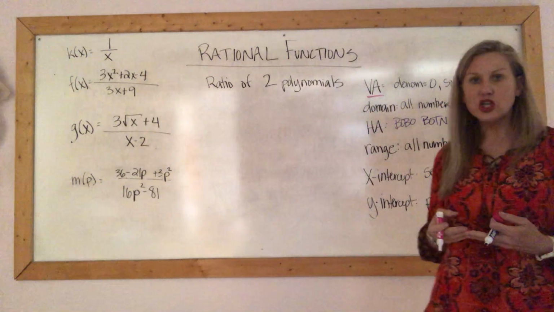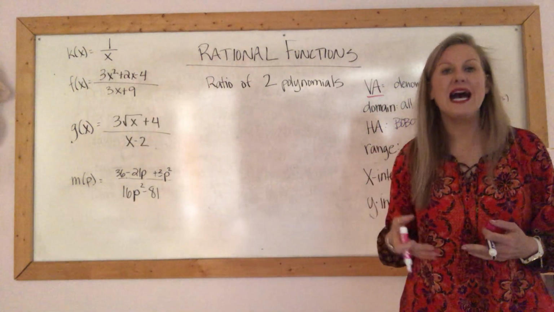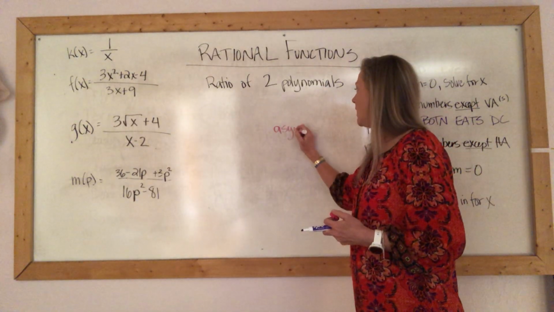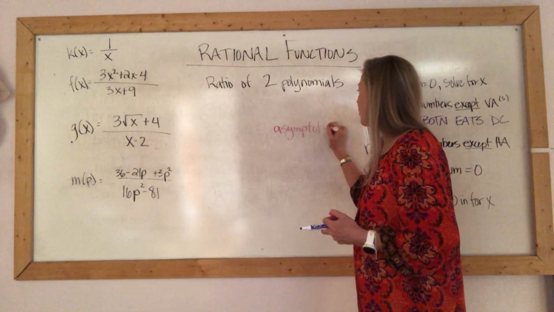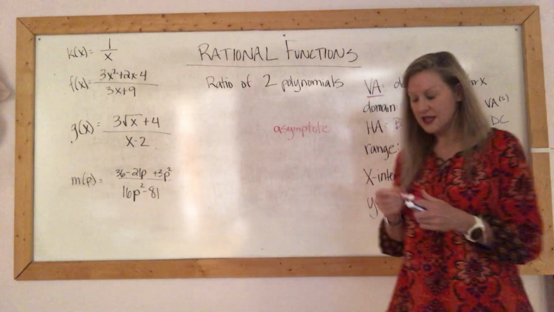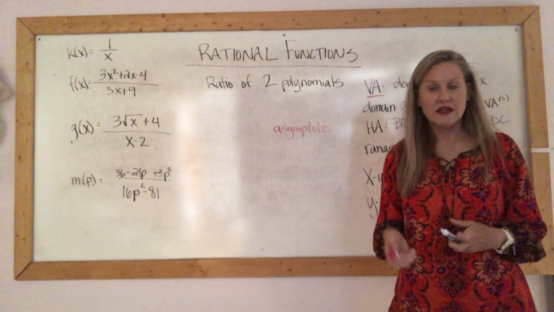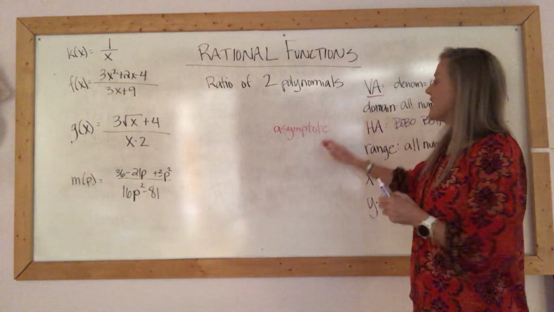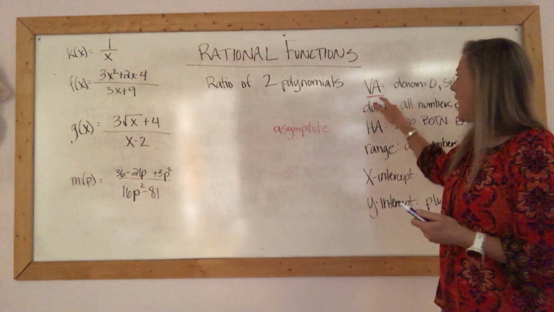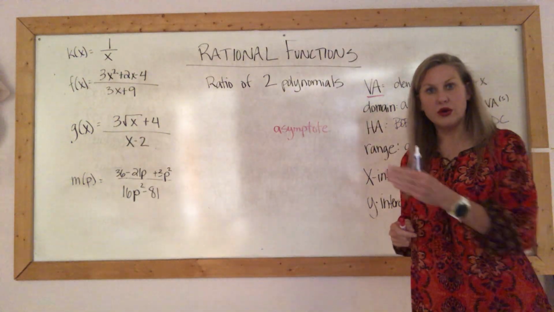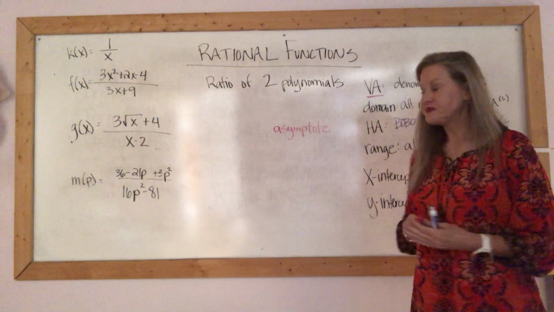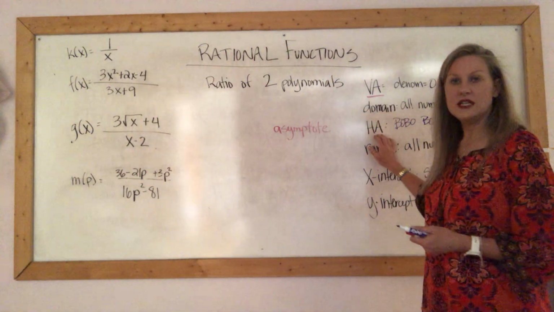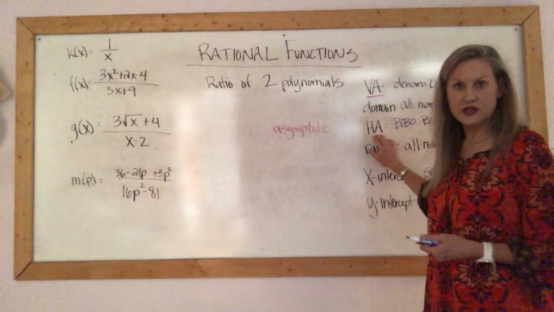VA means vertical asymptotes. They are lines of an asymptote, A-S-Y-M-P-T-O-T-E. An asymptote is a line. It can be vertical, it can be horizontal, it can be slanted. It is a straight line that the rational function will approach but never touch or cross. So you will need to assess the vertical asymptotes. You will also need to assess the horizontal asymptotes.